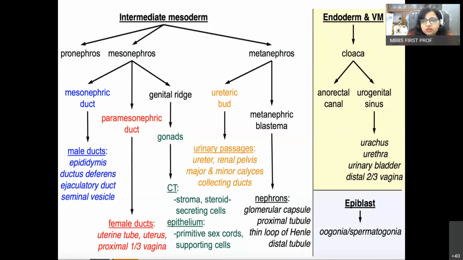This is the metanephros. Whereas pronephros is in early lower animals, that is cyclostomes, and mesonephros is in slightly higher animals, and then metanephros is existing in the humans, or you can say mammals. Now this mesonephros divides into mesonephric duct that forms the male duct system, whereas paramesonephric duct is forming the female duct system, that is the uterine tube, uterus and proximal 1/3 of vagina. And the genital ridge is for the formation of testis and ovary.